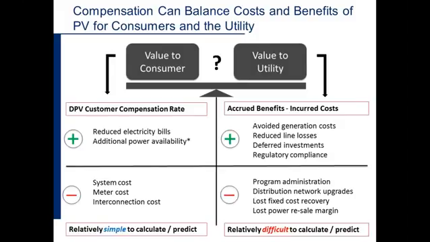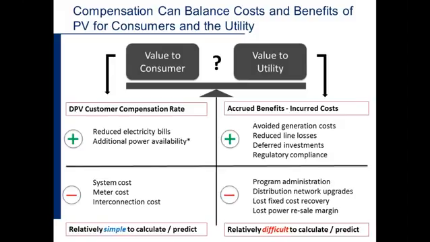On the right, we have the value to the utility. We note that the utility avoids having to generate power, perhaps saving on the fuel cost of their marginal, most expensive generator, reduce T&D line losses, and perhaps they can defer or even fully avoid needing to make certain capital expenditures, and that frees up funding for other more pressing needs.